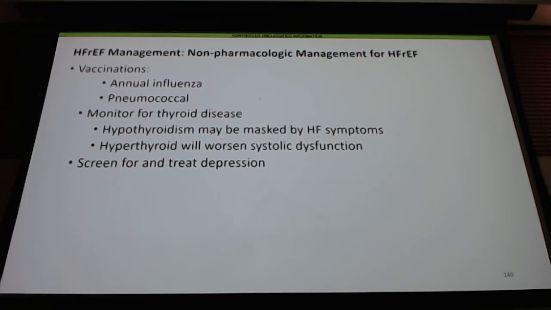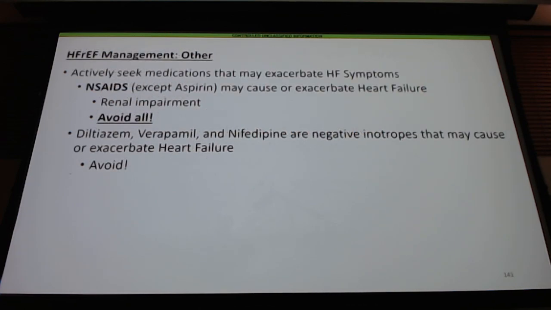Other non-pharmacologic things that we can do to make sure our patients with heart failure are optimally managed is making sure they're up to date on their vaccinations. Let's make sure they don't have hypothyroid disease, and then of course let's screen for depression, because that depression can limit their control of their symptoms and their condition. Avoid NSAIDs at all costs because of the renal impairment. It could precipitate an acute decompensation if they are taking NSAIDs other than aspirin.